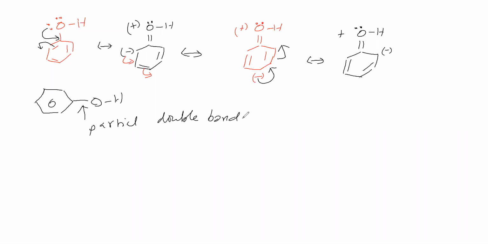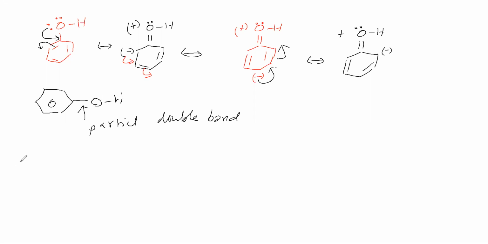Therefore, it does not break easily in Lucas reagent. This partial double bond does not break with the Lucas reagent, so phenols do not undergo the Lucas reagent test. Why do phenols not respond to the Lucas reagent test? Because the C-O bond is a partial double bond, it does not react with the Lucas reagent.